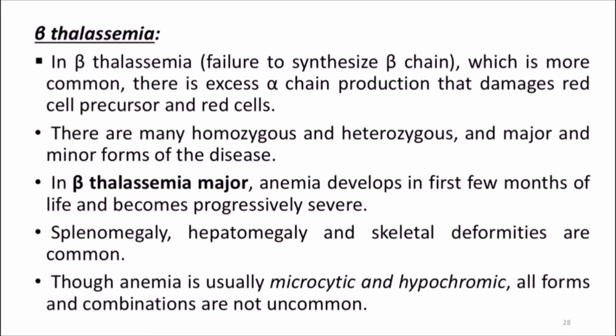In beta thalassemia, there is a failure to synthesize beta chain, which is more common. There is excess alpha chain production that damages the red cell precursors and red cells. So here the failure to synthesize beta chain is occurring, and there is an excess of alpha chain production. There are many homozygous and heterozygous and major and minor forms of the disease. In beta thalassemia, there are beta thalassemia major and beta thalassemia minor.